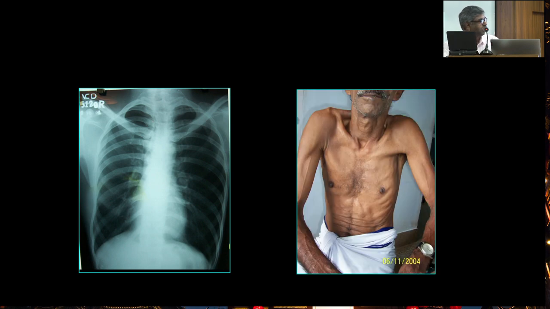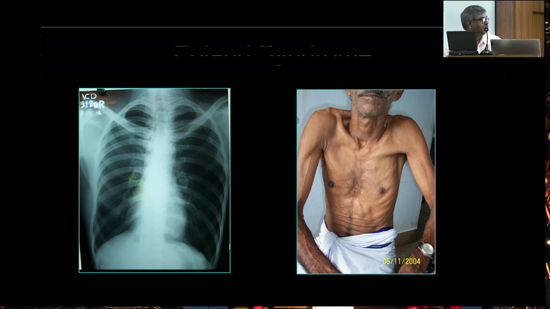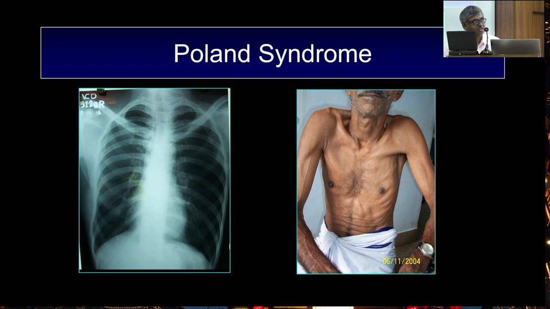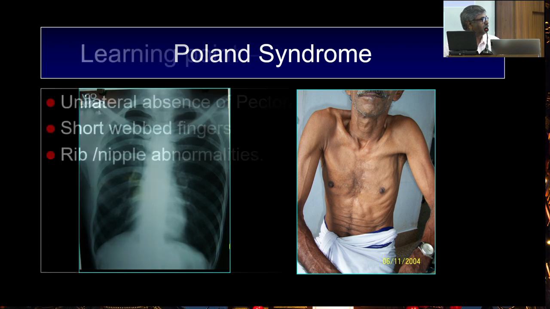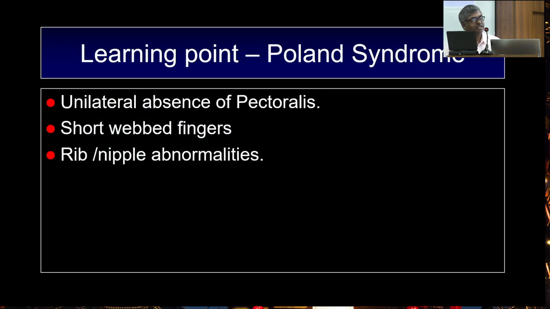This gentleman has no pectoralis on the left side, and all the muscles are thinned out there, and that gave the diagnosis of this hyperlucency other than COPD. What is it? There is a syndrome called Poland syndrome. Our own patient taught me there is a condition called unilateral hyperlucency, which can be due to even muscle absence or poor development.